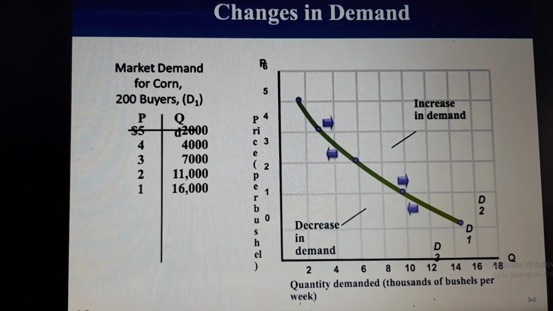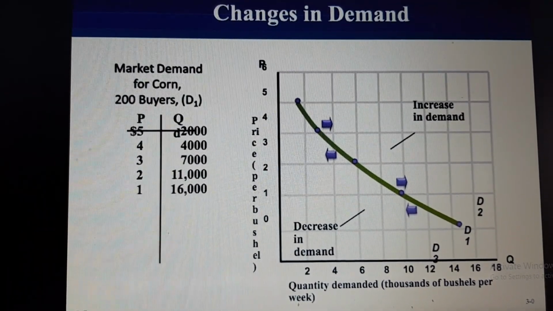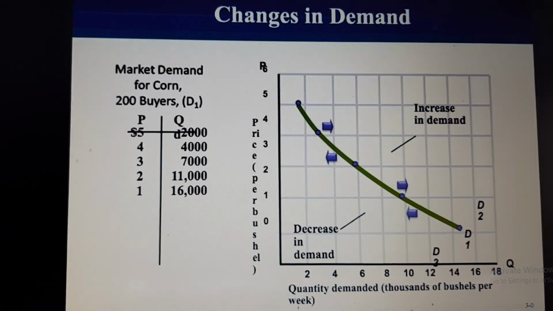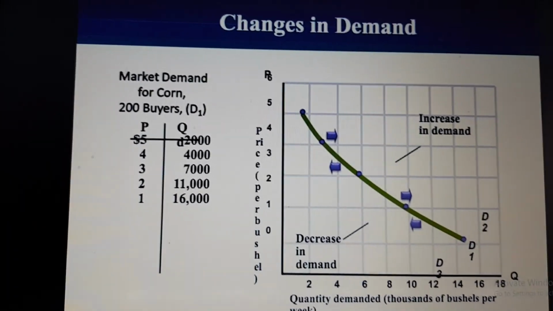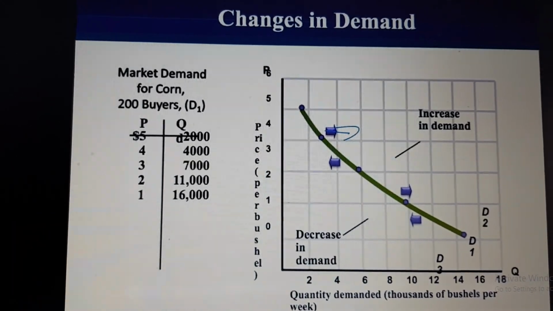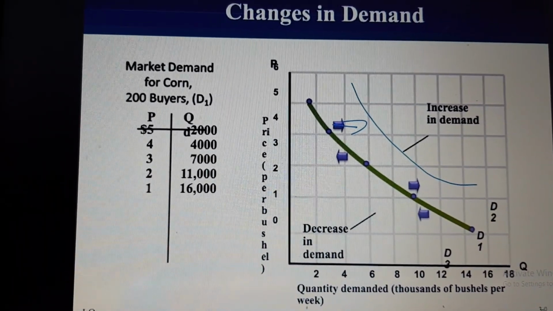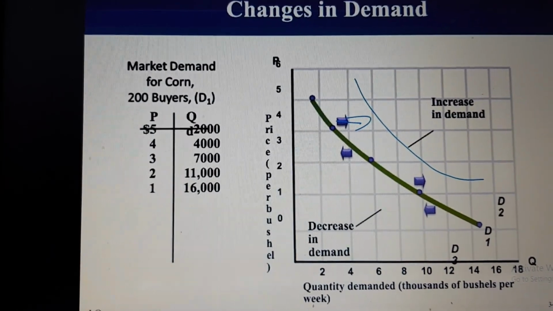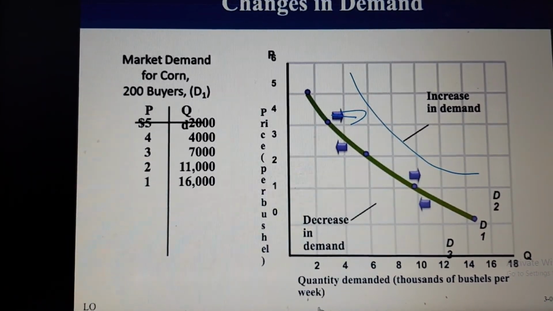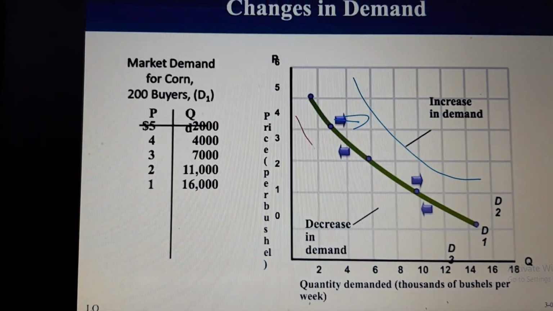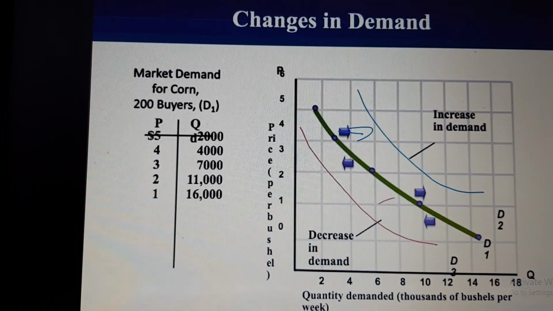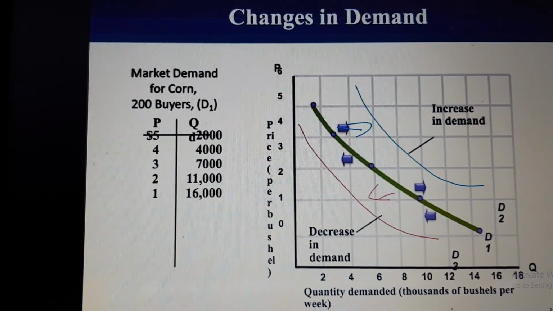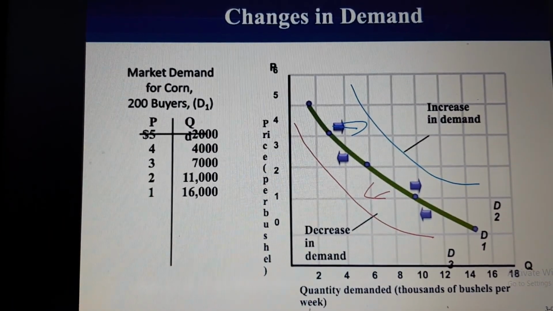If there were an event to cause an increase in demand, then the demand curve would shift to the right. And if there was anything that would cause demand to decrease, the demand curve would shift to the left. And we have D3 over here. So right is more, left is less.